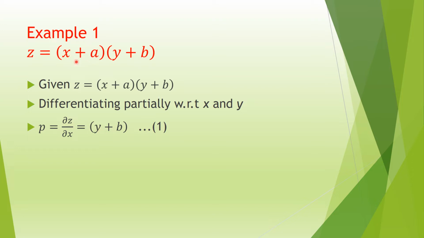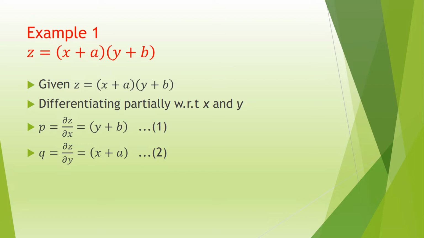What is the derivative of x? Partial derivative of x is 1. What is the derivative of a? a is constant, therefore 1 plus 0, that is 1 into (y plus b). So ∂z/∂x is y plus b. Similarly, we have to differentiate partially with respect to y, that is ∂z/∂y. Also we denote it as q. We have seen the notations. So ∂z/∂x is p and ∂z/∂y is q.